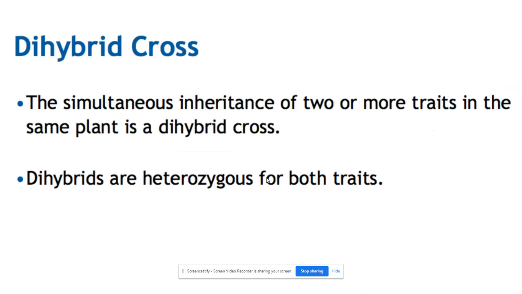So we talked about a monohybrid cross. That was 1. Let's talk about a dihybrid cross. The prefix di means 2. 2 hybrid crosses. This means the simultaneous, or at the same time, inheritance of 2 or more traits in the same plant is a dihybrid cross.